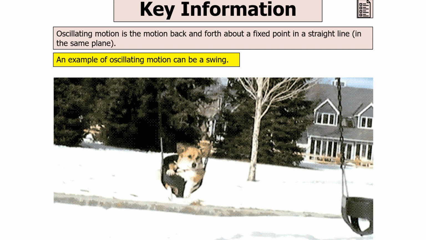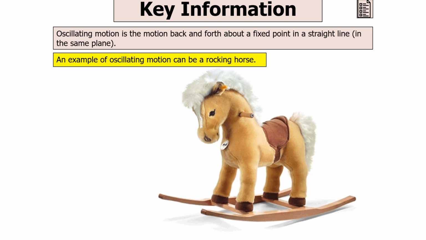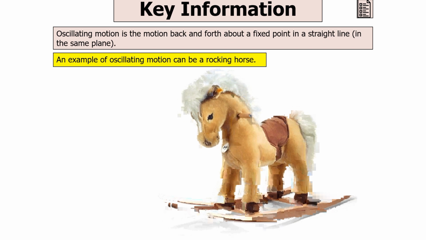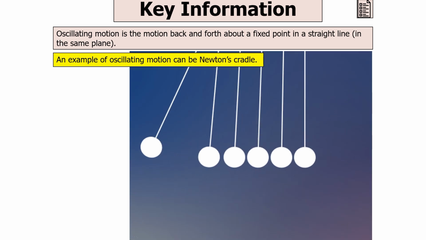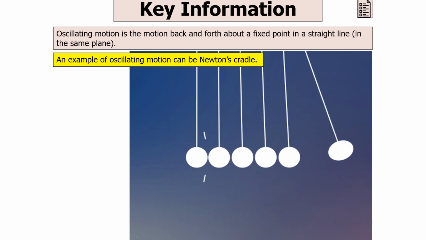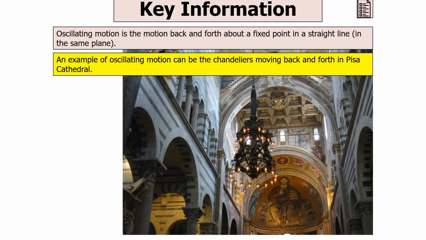So an example of oscillating motion can be a swing. An example of oscillating motion can be a rocking horse. An example can be a clock. An example can be Newton's cradle. An example can be a pendulum. And an example can be the chandeliers moving back and forth in Pisa Cathedral.